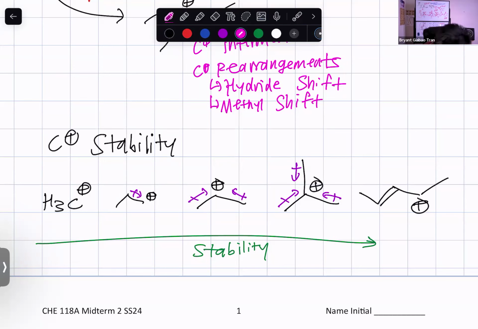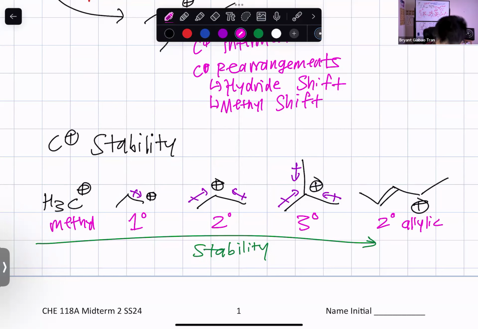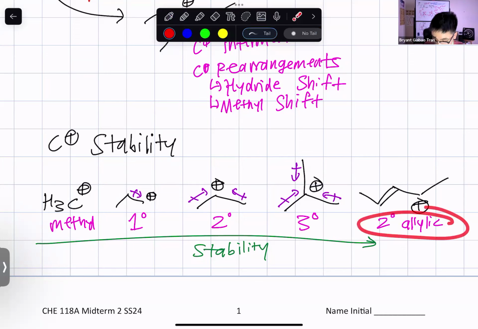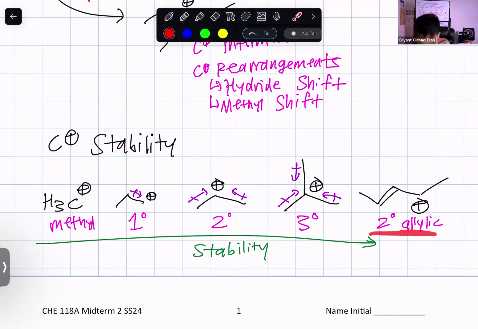something called... this is a methyl carbocation right here. This is a primary carbocation. This is a secondary carbocation. This is a tertiary carbocation. This is a secondary allylic carbocation, which is what you will learn in the very first section of 118B, right?